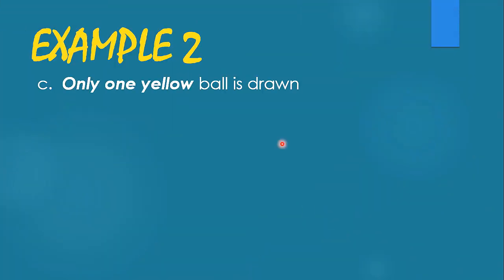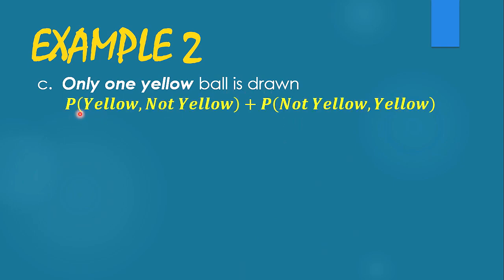Next, only 1 yellow ball is drawn. So we can have the probability of first getting yellow and then next is not yellow, or we have the probability of first getting yellow and then yellow. So since we have or, we use the addition principle. So we have the probability of yellow, then not yellow, plus the probability of not yellow, then yellow ball.